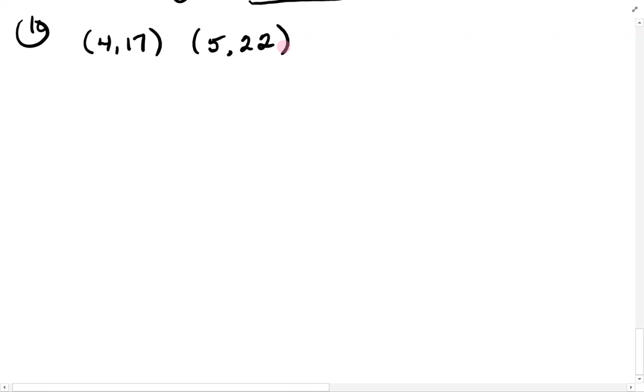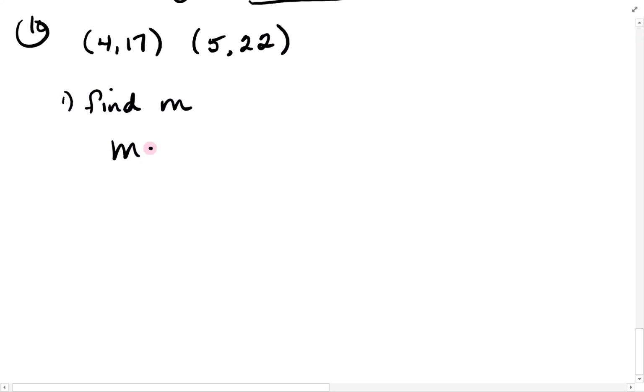All right, number 10. Find the equation of the line passing through the given points. So I am given the point (4, 17). I'm also given the point (5, 22). I have to do this in 2 steps. Step 1, I'm going to find m.